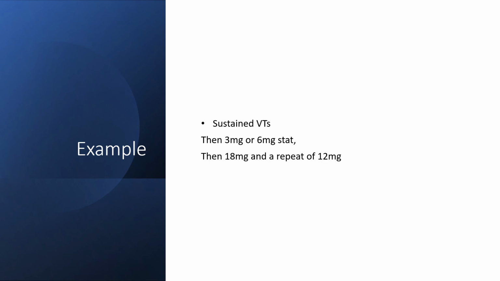Another example is sustained ventricular tachycardia. In that case, you can give 3 mg or 6 mg to start. Then you can give 18 mg and repeat 12 mg after.